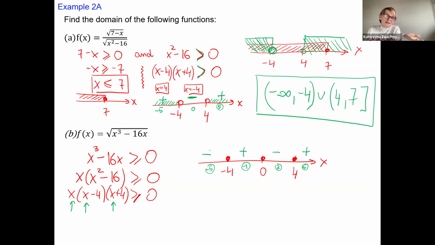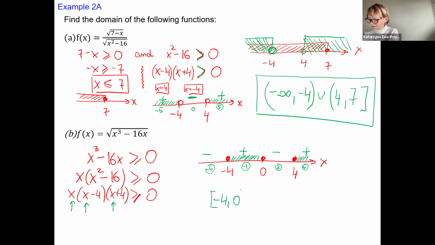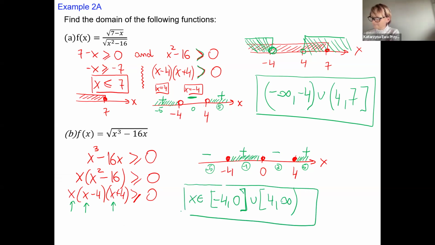Okay, and we're only looking again for the positive. That means positive is between -4 and 0, including them, with brackets, union, and from 4 to infinity, and infinity we will not close. X belongs to, a little bit of set notation. Beautiful.